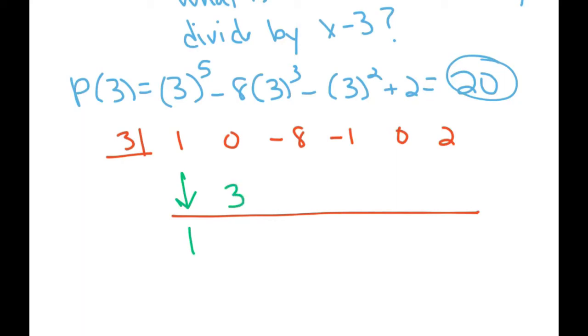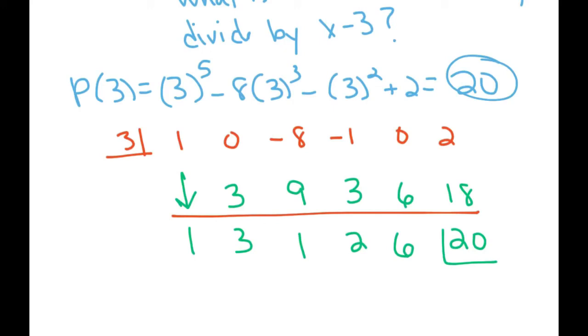In order to do the synthetic division, the first term comes down, and then I multiply by the number in the box to get the next number. I add down, multiply by the number in the box, add down, multiply by the number in the box, add down, multiply by the number in the box, add down, multiply by the number in the box. Oh, I did something wrong. That shouldn't say 18, that should say 6. Sorry. Multiply by the number in the box, and then add down. And the last number is always the remainder.